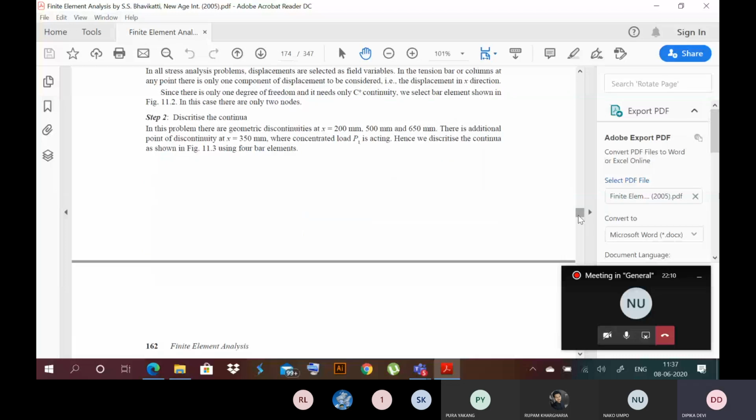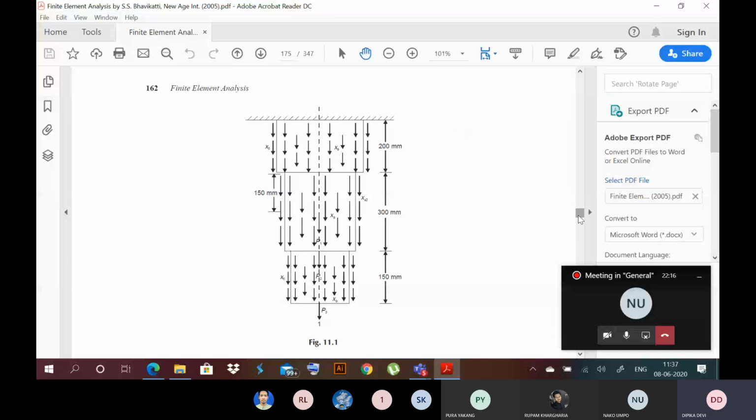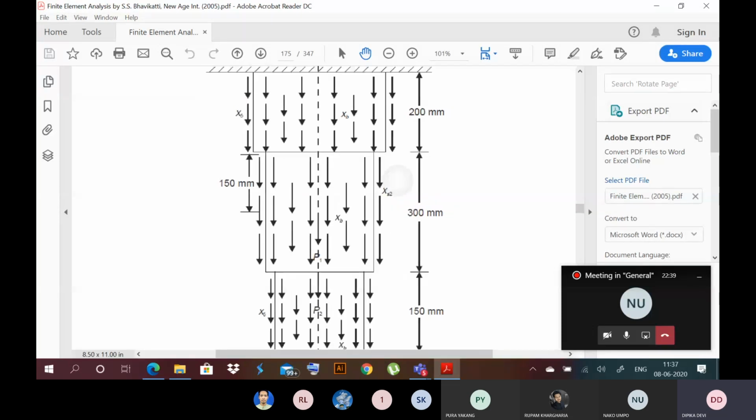Hope you can see. Here we have a bar, but the bar has geometric discontinuity. That means the cross section of the first top part is different from the remaining parts. So we have three parts with three different cross sections, and all three parts are subjected to body force xb. Here xb is the body force. I think it's given per unit volume.